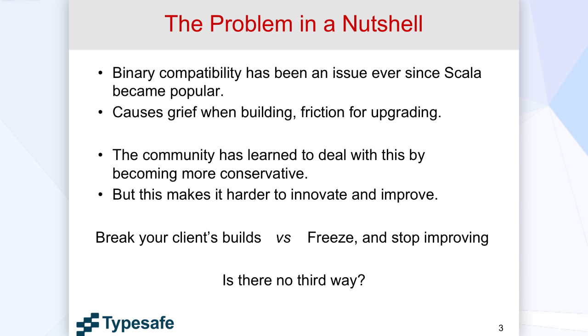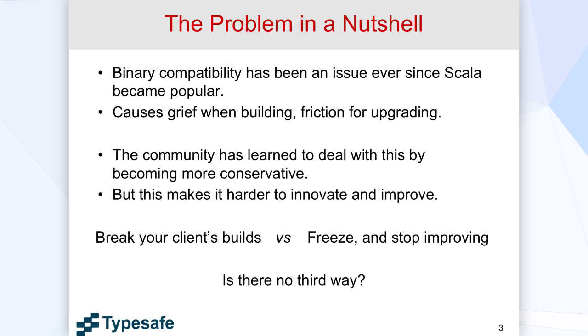You either say, well, we're going to improve, we're going to have a better system, we're going to fix design shortcomings and bugs, but at the same time we have to break clients' code. Or you say, no, clients' code is sacred, we leave it alone, and then there's a lot of innovation and improvement that you can't do. It's a very uneasy choice to have to make. So the question is, is there really no third way?